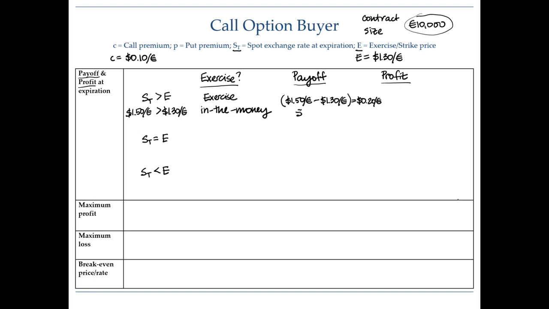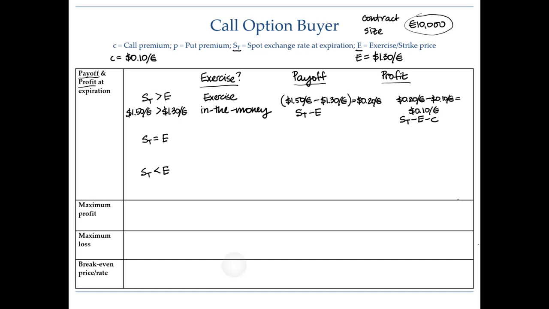If I were to write a generic expression for it, it is the difference between future spot rate and exercise rate. As for profit, you have a payoff of 20 cents per euro, but you have to subtract the 10 cents you had to pay for this contract up front. So your profit is actually 10 cents per euro. In other words, the generic expression is the future spot rate minus your exercise rate, minus your call premium.